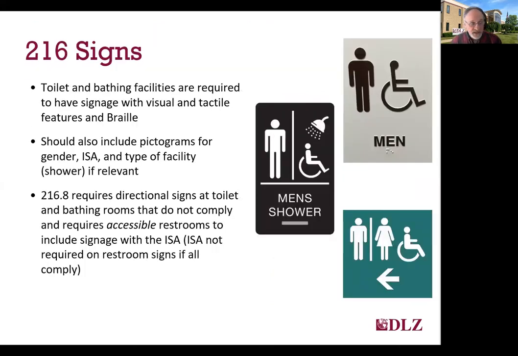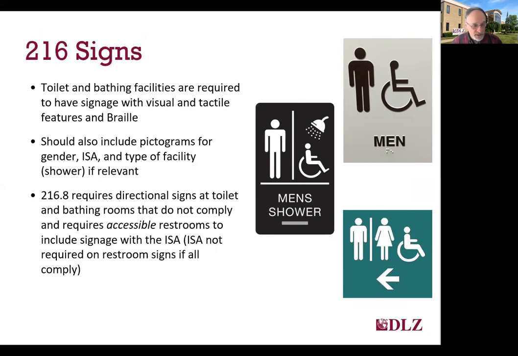Toilet and bathing facilities are required to meet all the same requirements for signage. This is one area I will talk about signage briefly, with additional requirements and other recommendations to consider. We typically suggest that your signs include pictograms for gender and any other features within the space, such as showers, though it's technically not required.